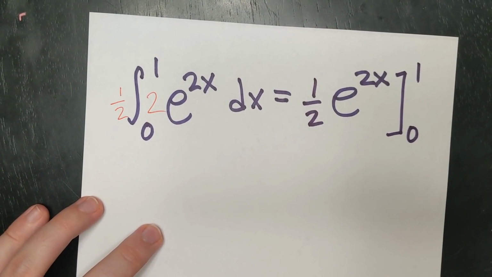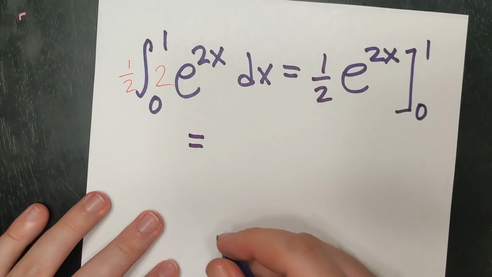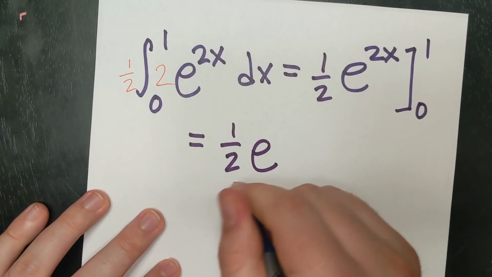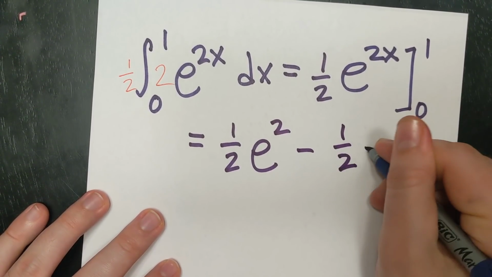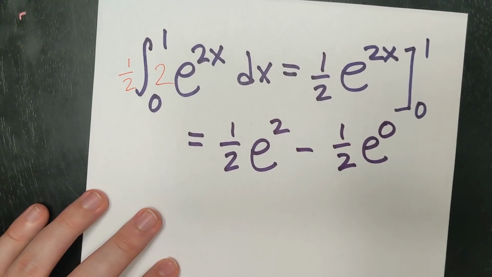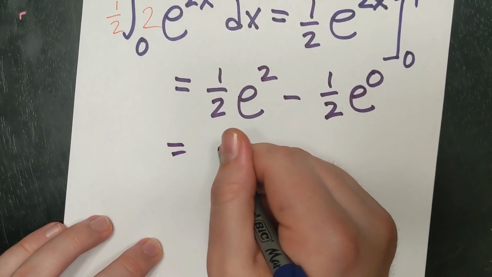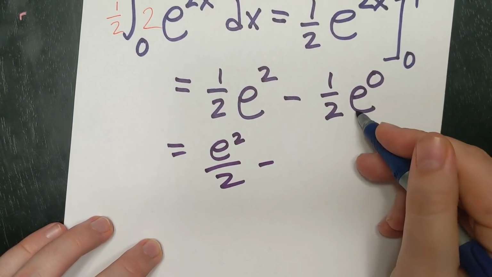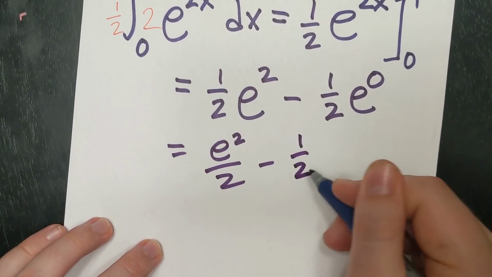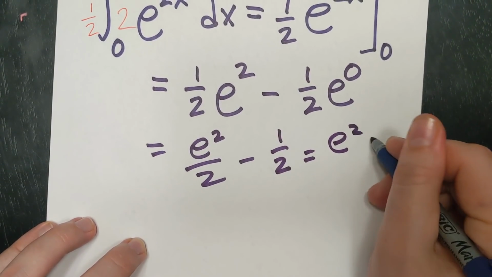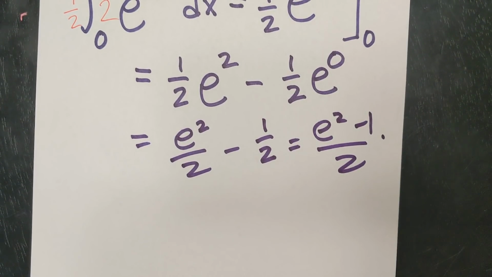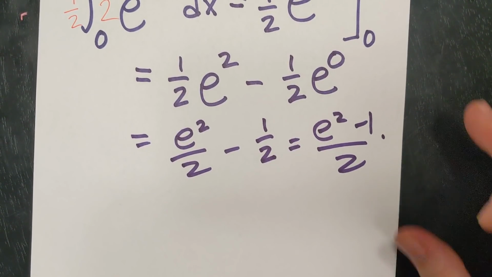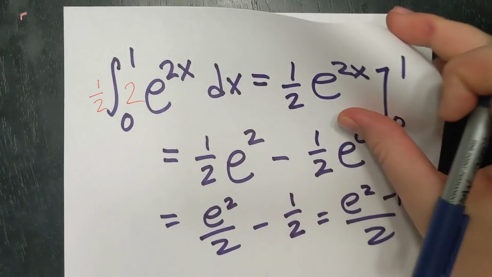So 0 to 1. And you get 1/2 e to the 2x. So that's 2. Minus 1/2 e to the 2 times 0. So that's 0. So that's just a half of e squared over 2, minus e to the 0 is 1, so it's e squared over 2 minus 1 over 2, or e squared minus 1 all over 2. So that's it for evaluation theorem, although there's still a number more integrals that we can solve.